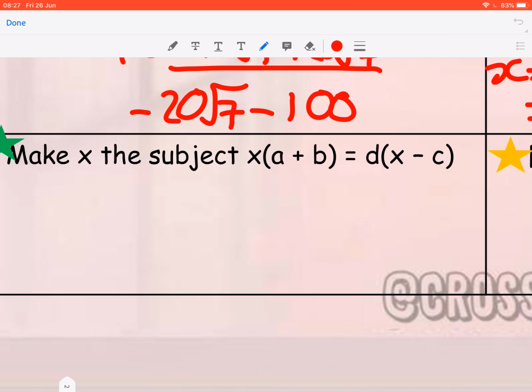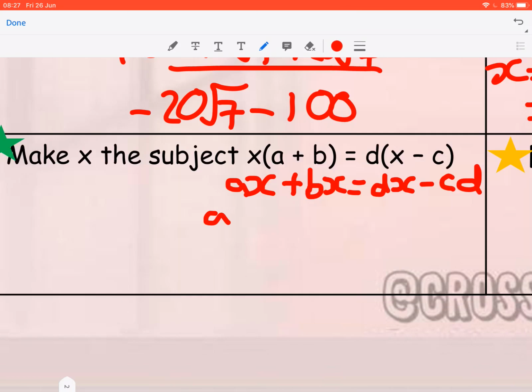Right, last two, higher tier starters do take a little bit longer. Make x the subject. We've got to get the x's on the same side. In order to do that, I'm going to expand the bracket first. x times a is just ax, x times b is just bx. d times x is just dx, d times c is just cd. I try to put them alphabetically if you can, it makes them easier to simplify. I'm going to put all the things with x in on one side, so the dx has got to come over, so I've got ax plus bx, take away dx because it's come over the other side, equals negative cd.